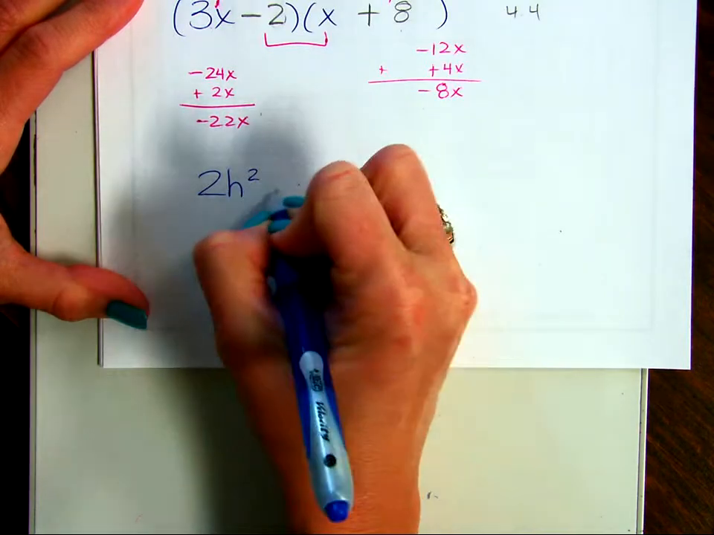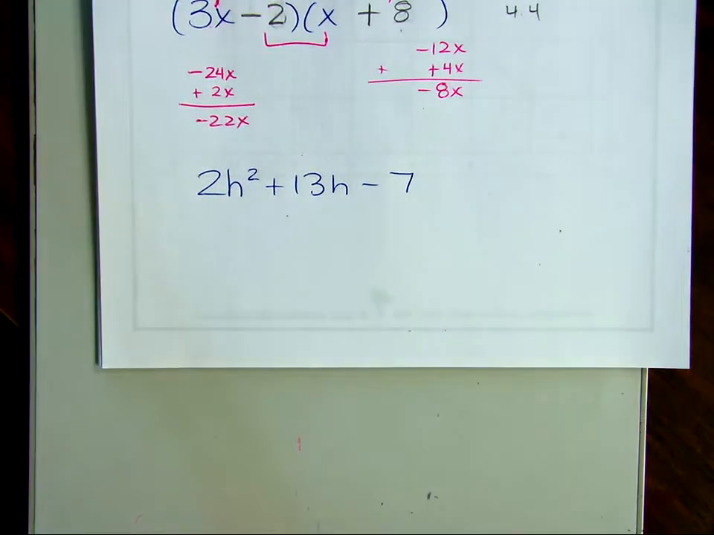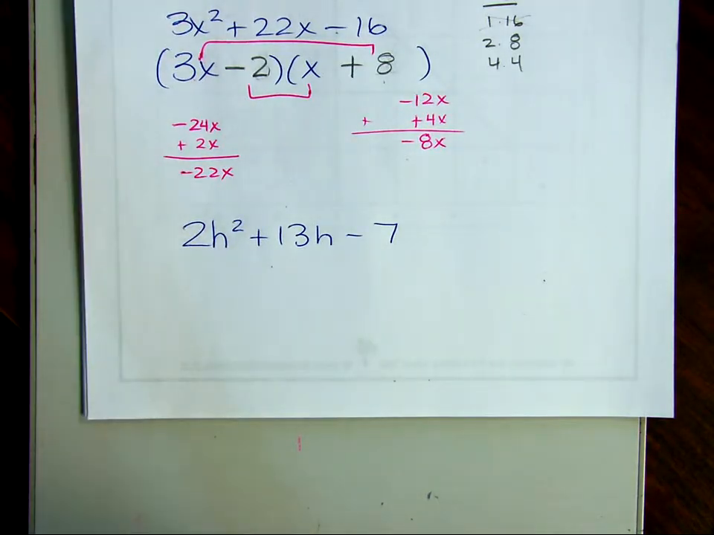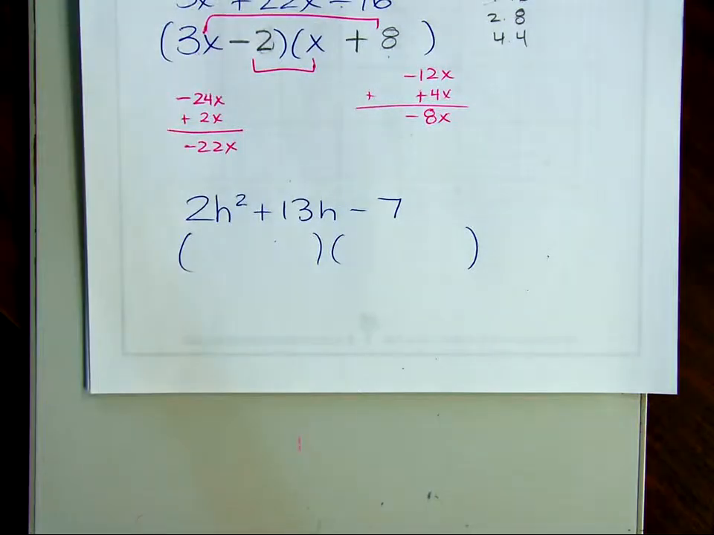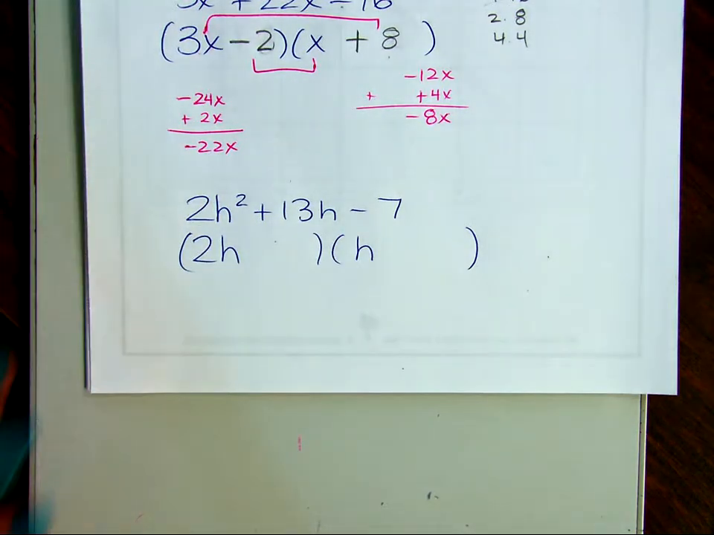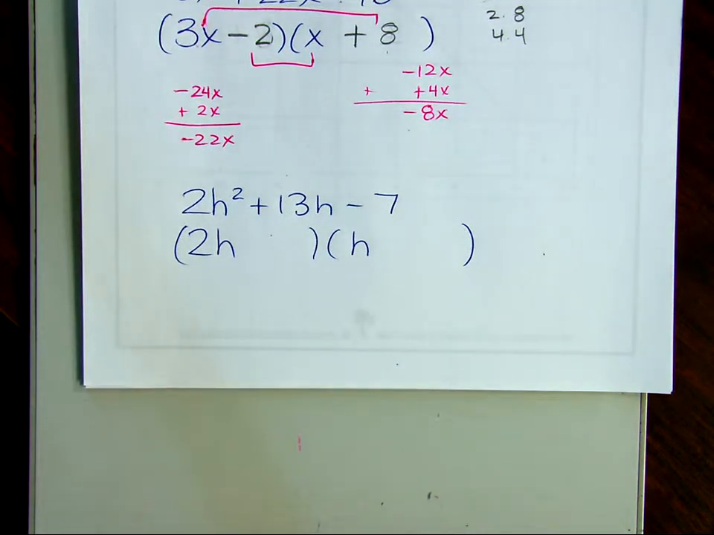So I want you to try this one. 2h squared plus 13h minus 7. So here's kind of a bonus. 2 and 7 are both prime, so I don't need to deal with this. It's either 1 and 7 or 7 and 1, right? So go ahead and give that one a shot, and let's see what you get. Start you off there. First try? Yeah.